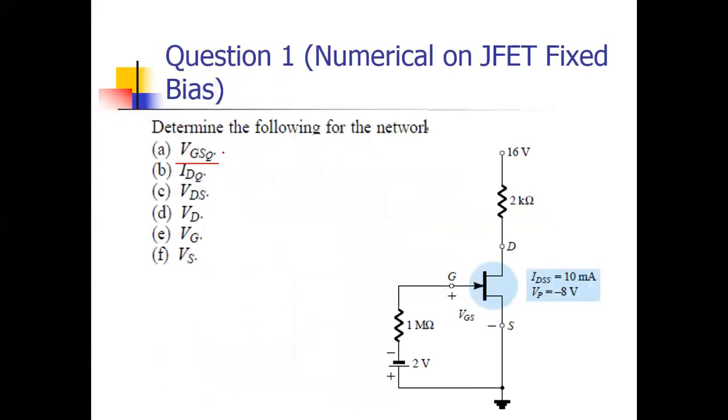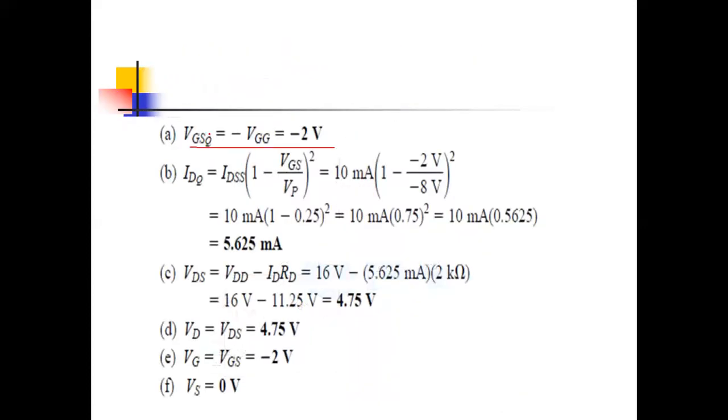What is the first part? VGSQ. We have applied KVL here: VGG plus 0 plus VGS, or minus VGG minus VGS equals 0. Sign will be same. So in this way, we have calculated VGS.